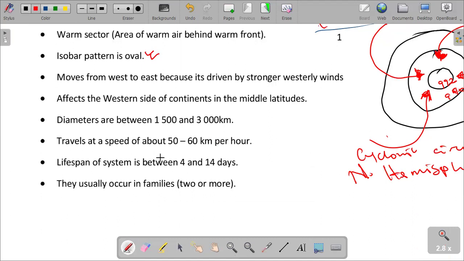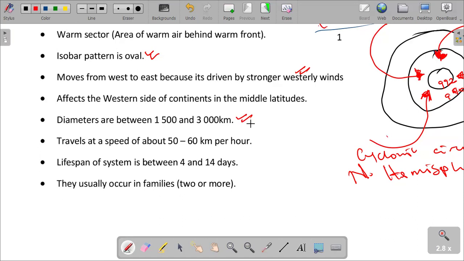It moves from the west to the east because mid-latitude cyclones are driven by strong westerly winds, hence they move from the west to the east. I'm sure again that has been defined and explained in our previous presentation. It affects the western side of the continents in the middle latitudes, and the diameters are between 1,000 or 1,500 to 3,000 kilometers. That means to say that they are big.